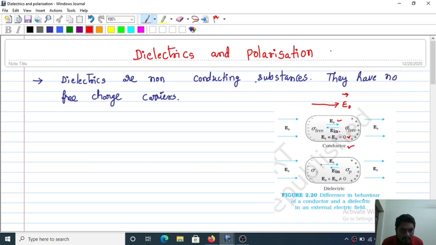Now we will discuss what happens when a dielectric is placed in an external electric field. Now this is a dielectric material, any dielectric material.